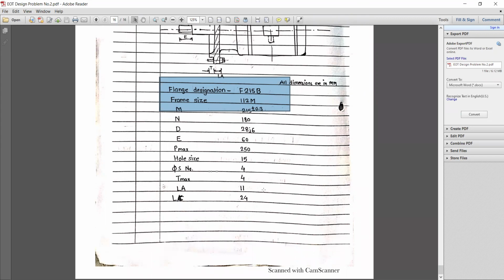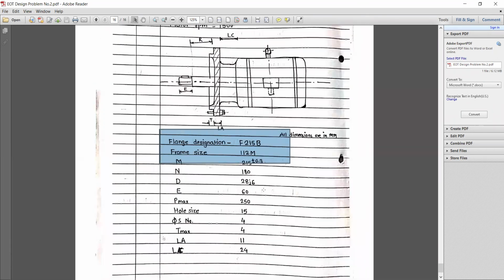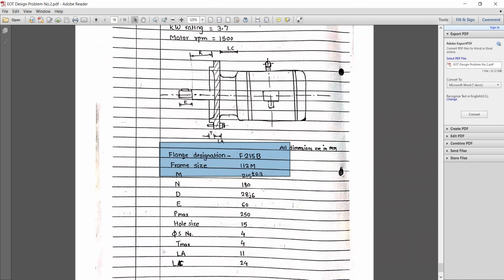Okay, so that's all about the design of the EOT crane. I hope from problem number 2 you understood better than from problem number 1. Again, I will create one more design, in which I will try to elaborate more and more so that you can understand better. Okay, thank you very much. If you have any doubt, you can personally call me and contact me. Okay, thank you very much.